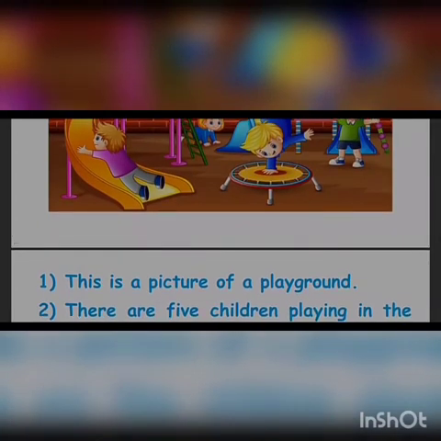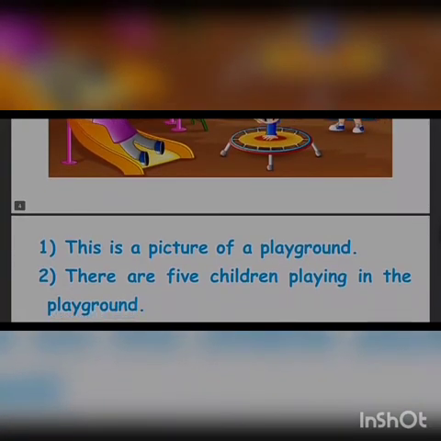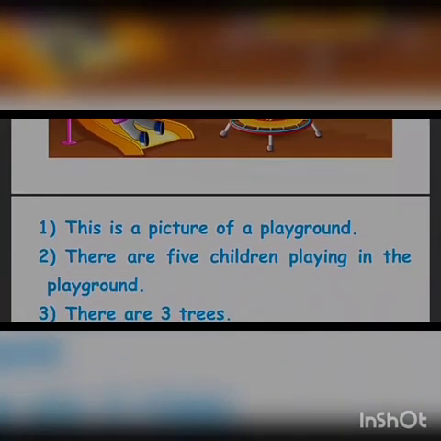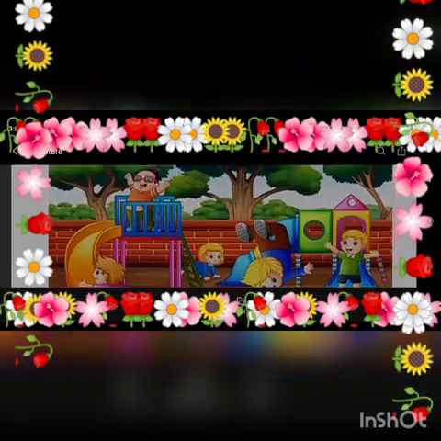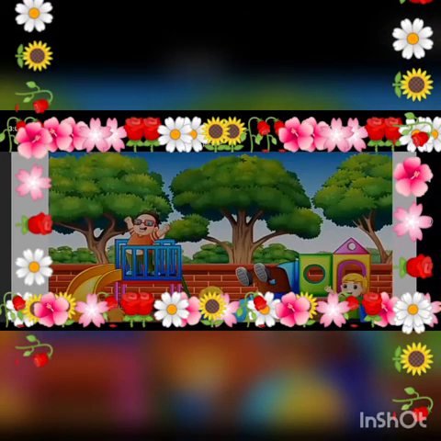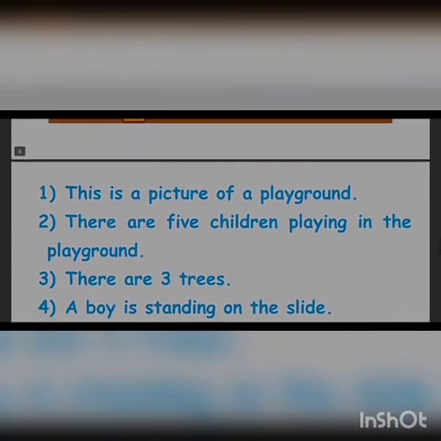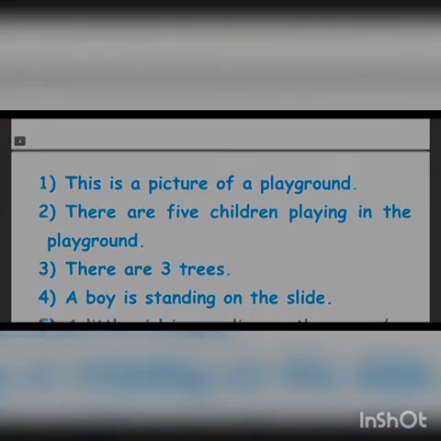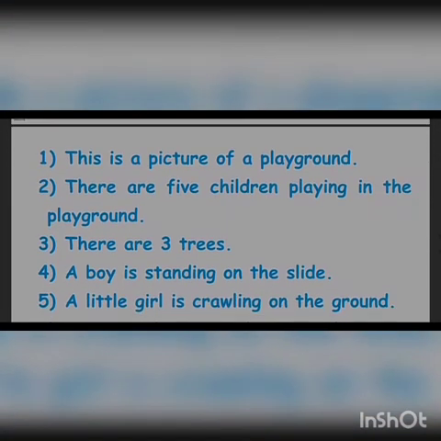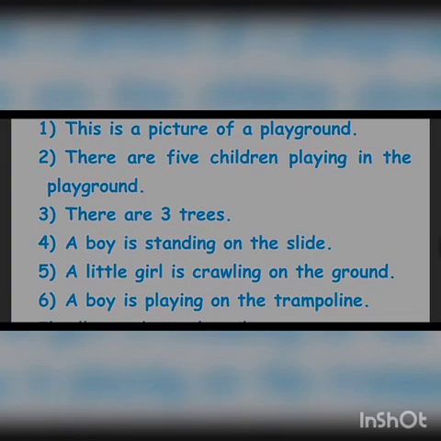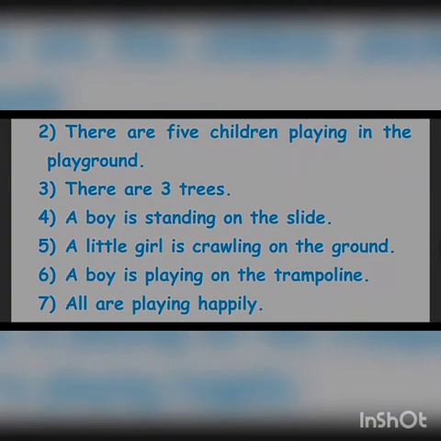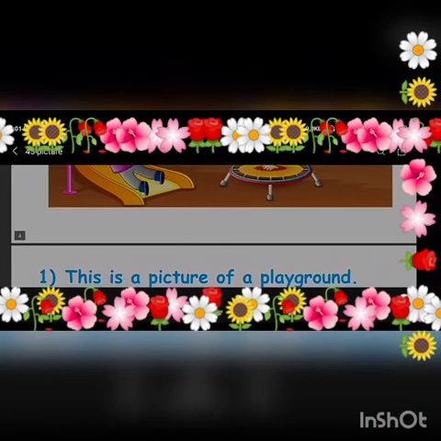The second one, have you observed? There are 5 children playing in the playground. Do you see, students? The children are playing in the playground. The next point, point number 3, there are 3 trees. Number 4, a boy is standing on the slide. Number 5, a little girl is crawling on the ground. Number 6, a boy is playing on the trampoline. And number 7, all are playing happily.